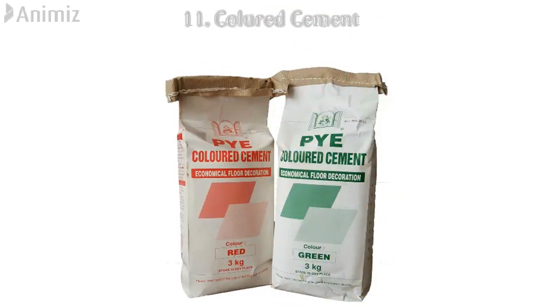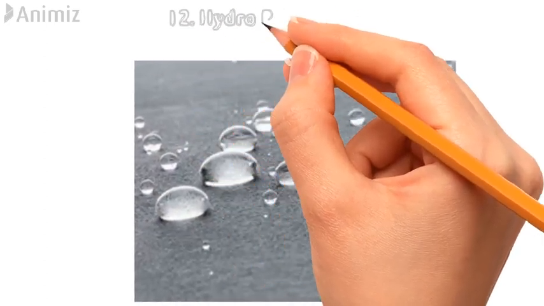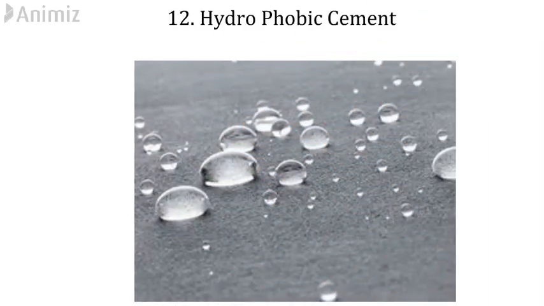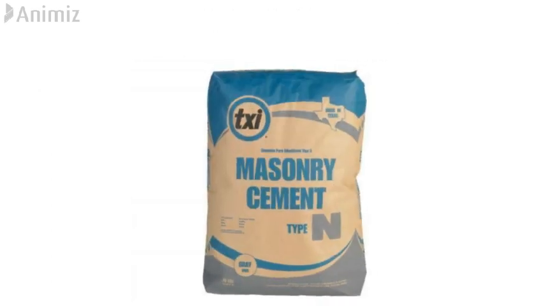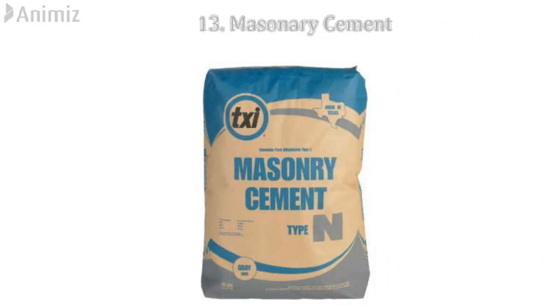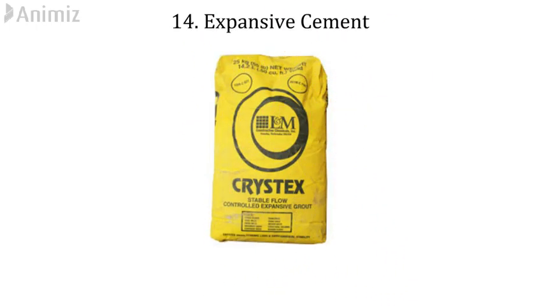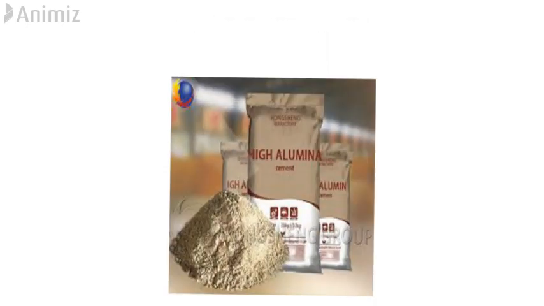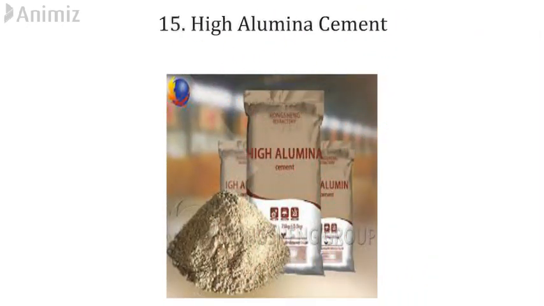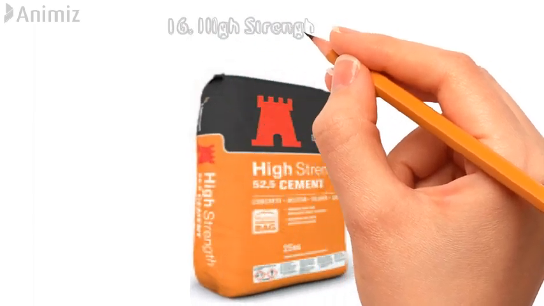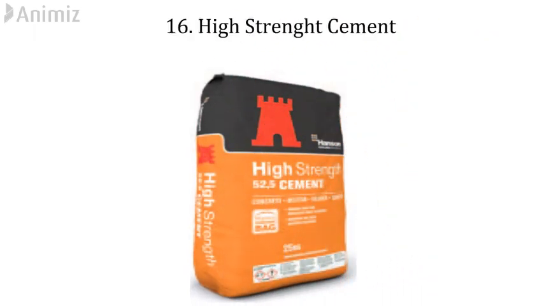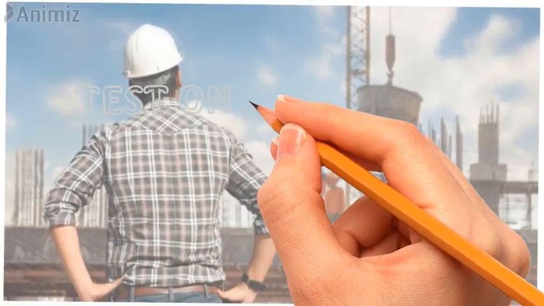There is also colored cement available in the market for various uses. There is hydrophobic cement. Then there is also masonry cement, in which sand is already mixed. Then there is expansive cement. There is also high alumina cement. And nowadays high strength cement is also being used.